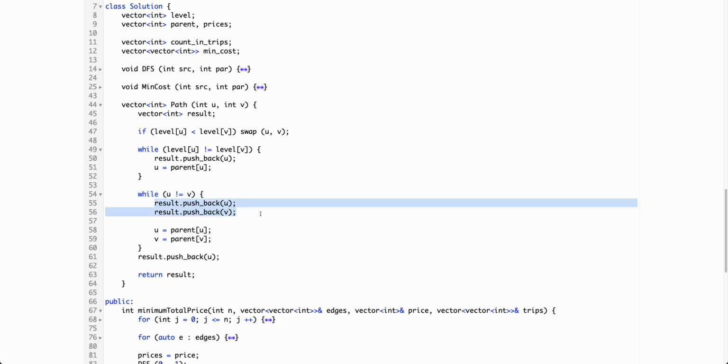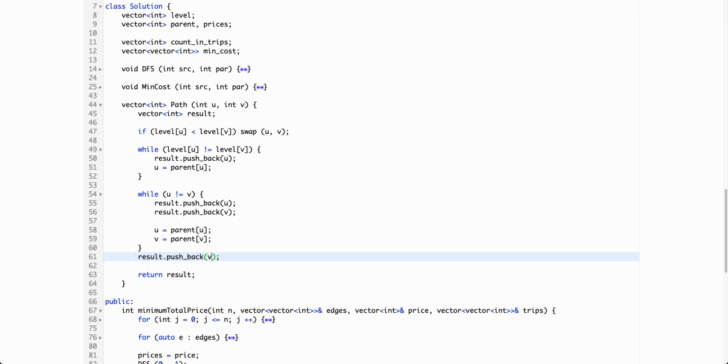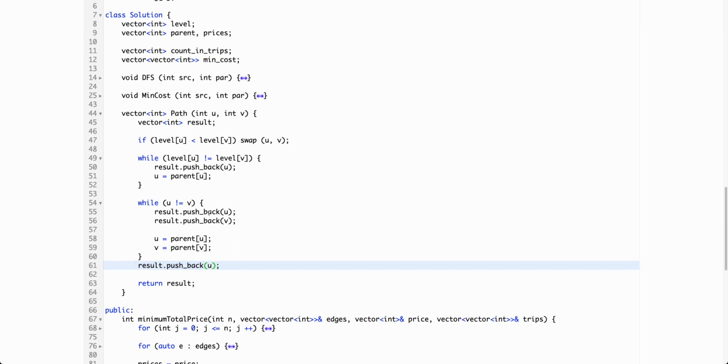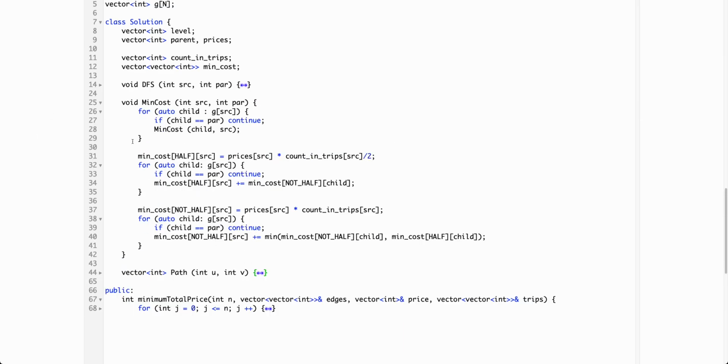So we push u and v and update u and v to their parents. And finally, because u and v are equal, for that particular node in which they are equal, we haven't considered it in this loop, so we are adding it afterwards. So you can also add v here, that would be fine because u and v both are equal. Now this path thing, let's look at the minimum cost finally.